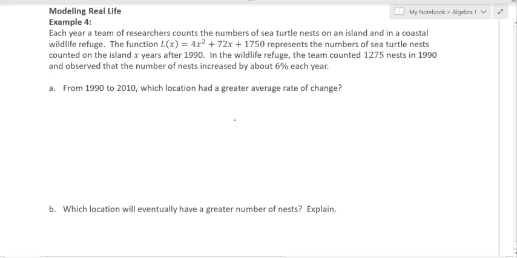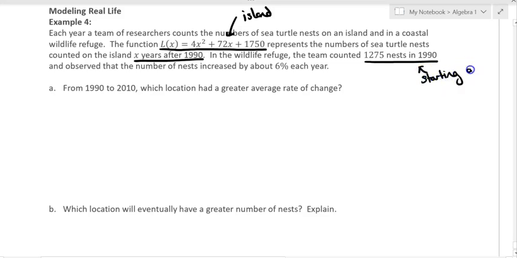Okay, look at example 4 real quick. So a team of researchers counts the number of sea turtle nests on an island and in a coastal wildlife refuge. So this function right here is the ones on the island. Specifically, x represents the number of years after 1990. So out in the refuge, the team counted 1,275 nests in 1990. So keep in mind, x is the number of years after 1990. So this is the starting amount.